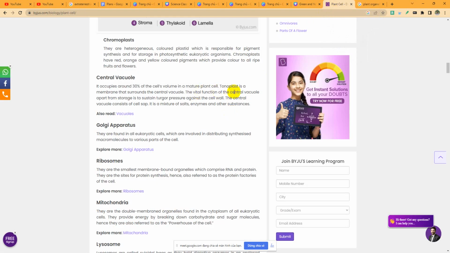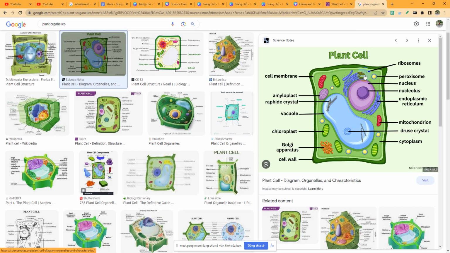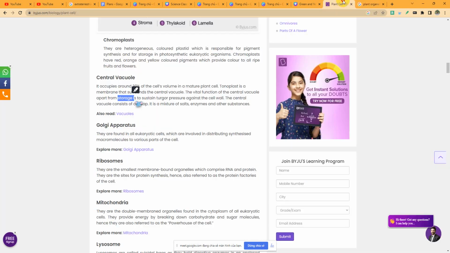The vital function of the central vacuole, apart from storage, is to sustain turgor pressure against the cell wall. The keyword here is storage, because as I recall, if I'm not mistaken, the vacuole is also responsible for storing water and other essential proteins and food for the whole plant cell. The chloroplast is responsible for photosynthesis, then the vacuole is responsible for storing the food after the chloroplast process. So that's the function of the vacuole.